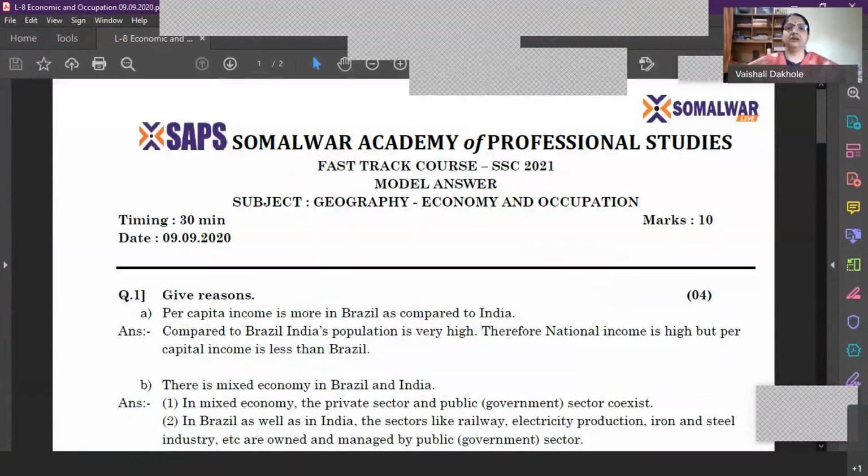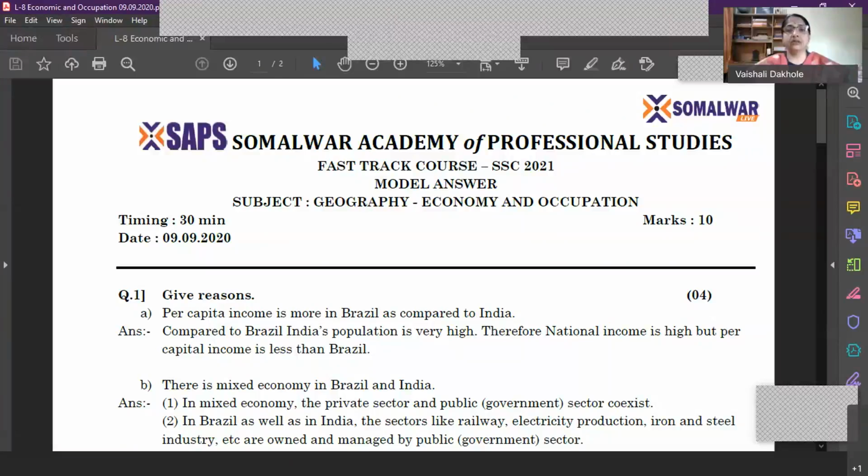We ended with the lessons of geography in standard 10, and you have studied about Brazil and India: the physical features of both the countries, the location of the countries, vegetation and animal, and human life in both the countries. Now you have to concentrate on the economy and occupation that is prevailing in India and Brazil.